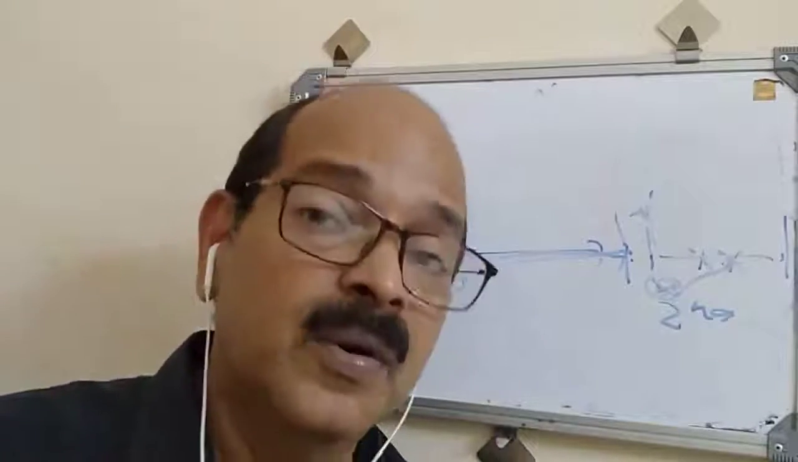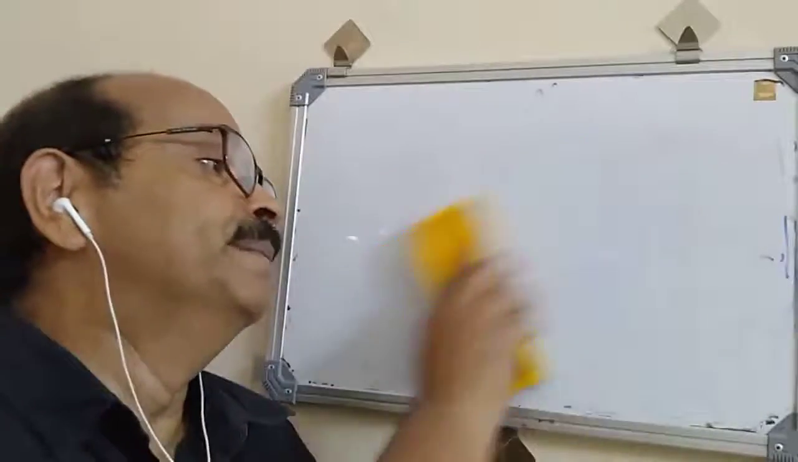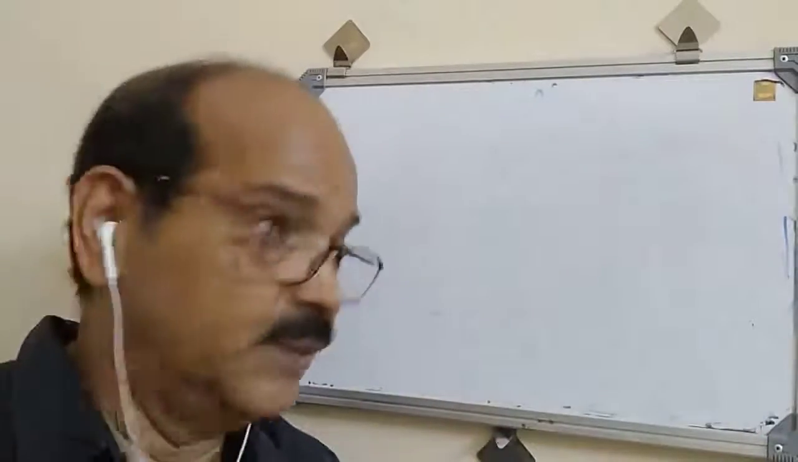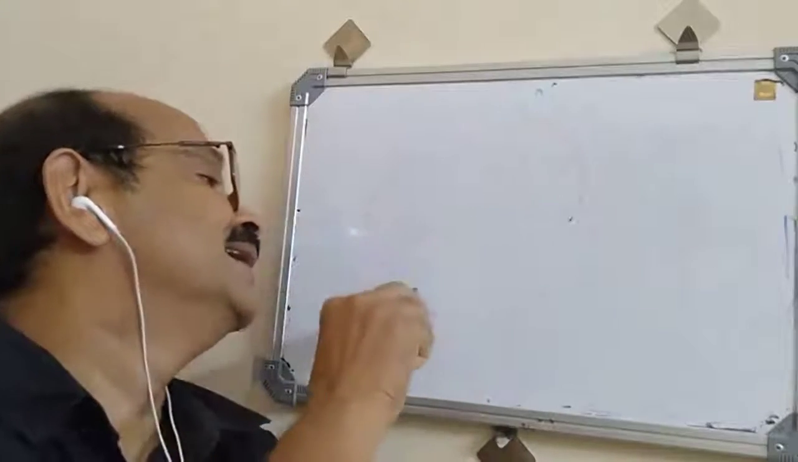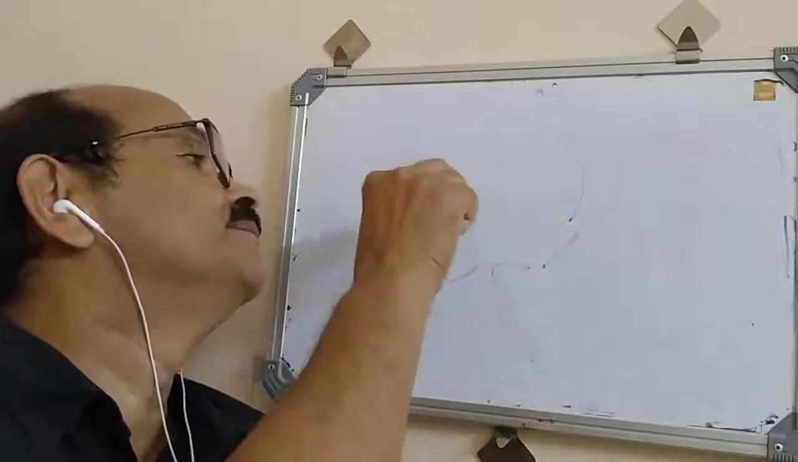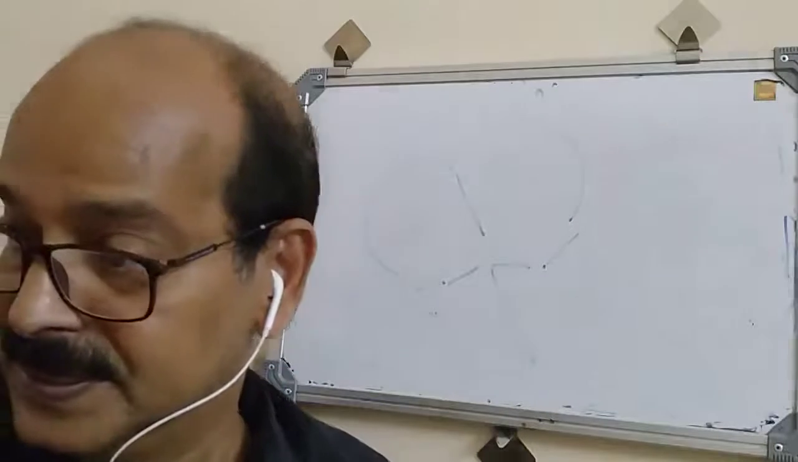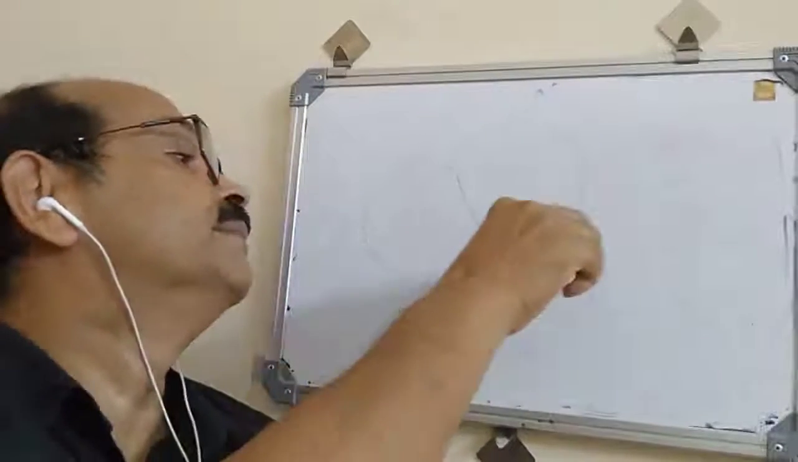Okay, we'll talk about the first heart sound. So what are the mechanisms of the first heart sound? I told you, this is the RA, this is the LA, this is the tricuspid valve, this is the mitral valve.